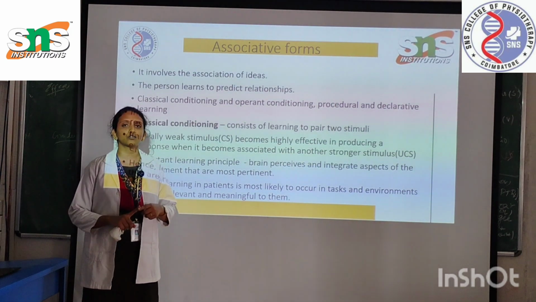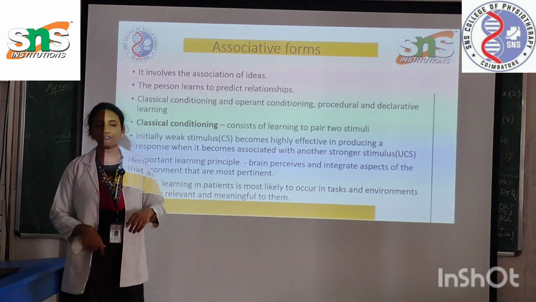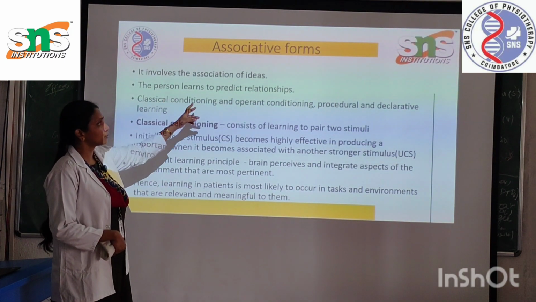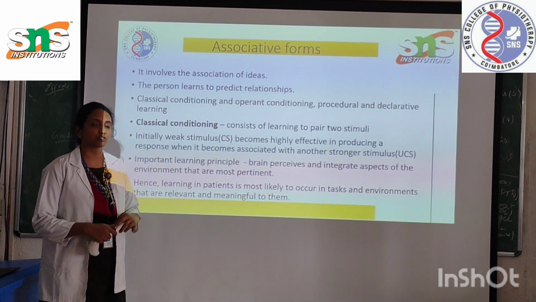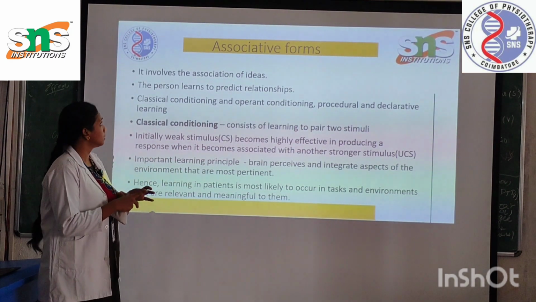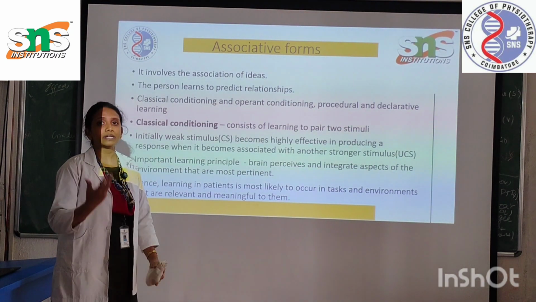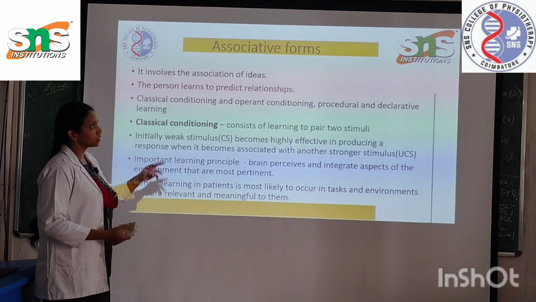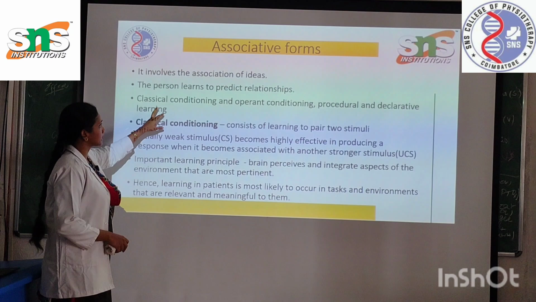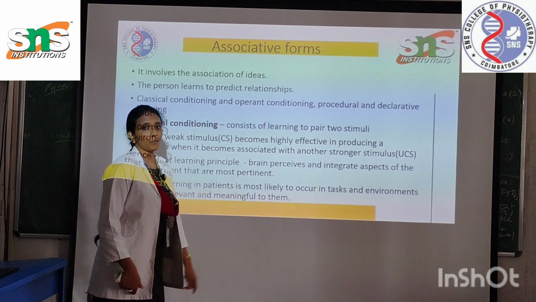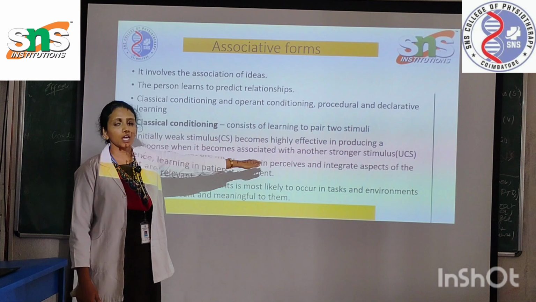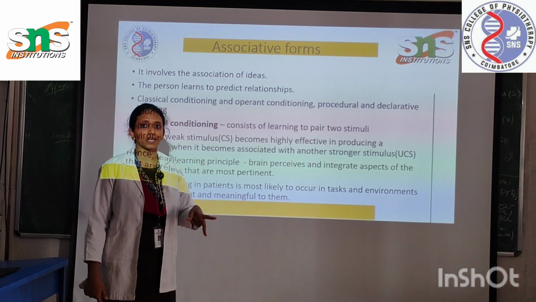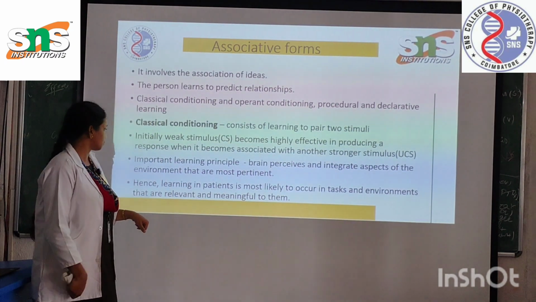So the next form is the associative form. The associative form of learning will give you an association of ideas. The ideas will be associated together, so that you can predict a relationship. What are the two types of associative learning? They are classical conditioning and operant conditioning. Classical conditioning consists of learning a pair of two different stimuli. So we can learn the two different stimuli.